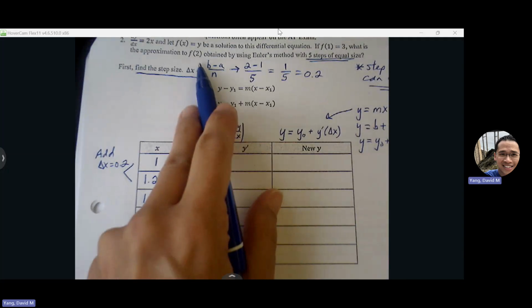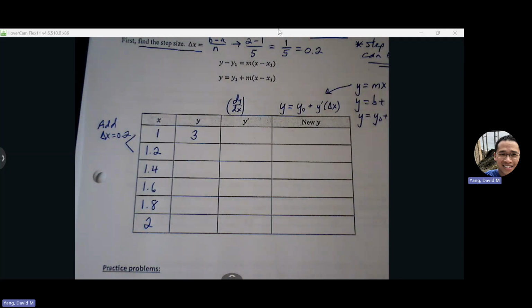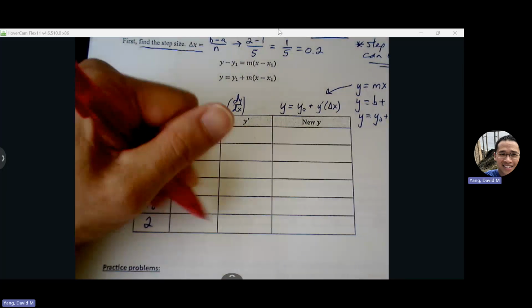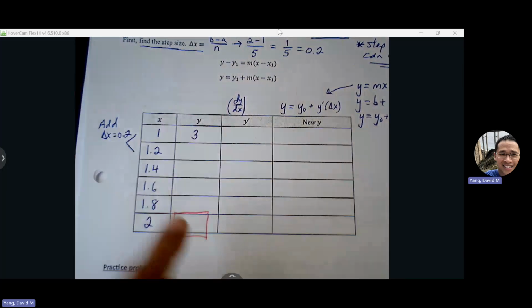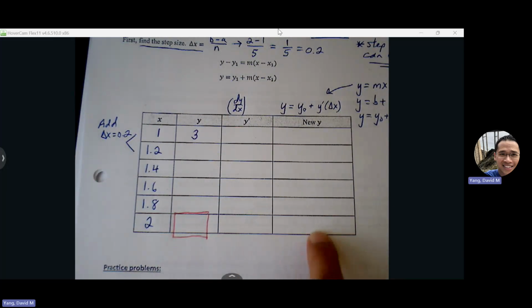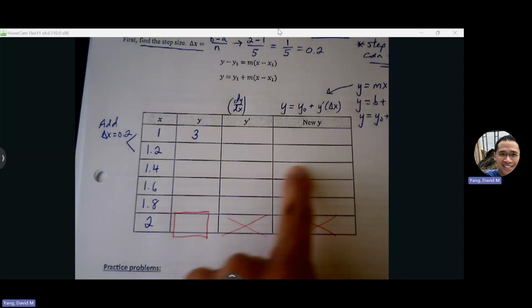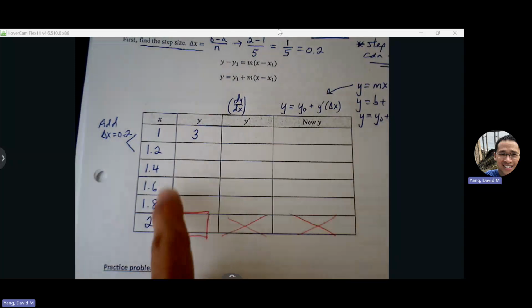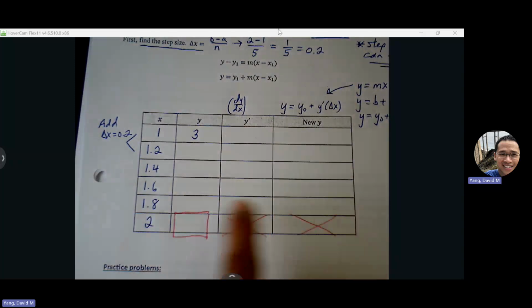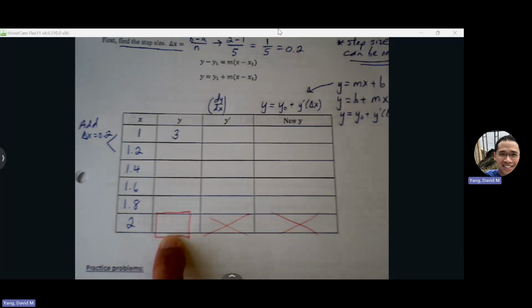So it says, find the approximation for f of 2. So here's our goal: our goal is to get to this point. Once we get to this point, then we have our answer. We don't have to fill out the rest of this chart. So we're going to keep going from left to right, moving across these rows until we get to that destination.